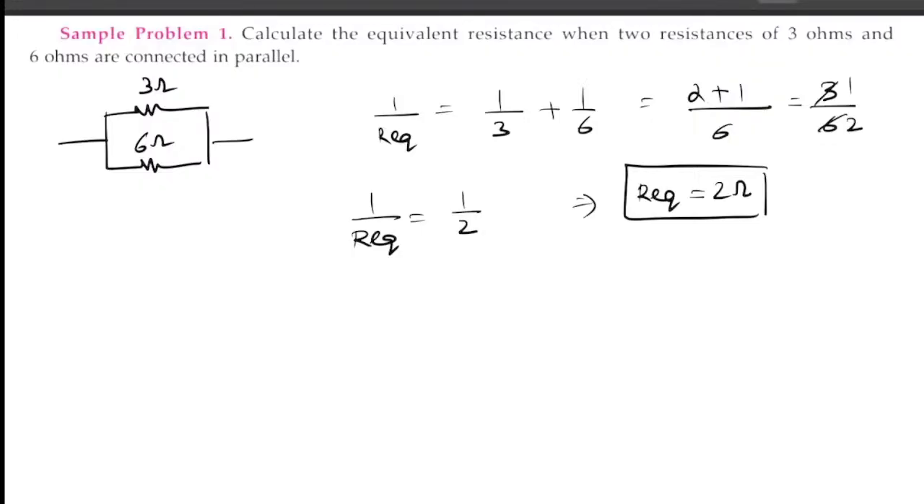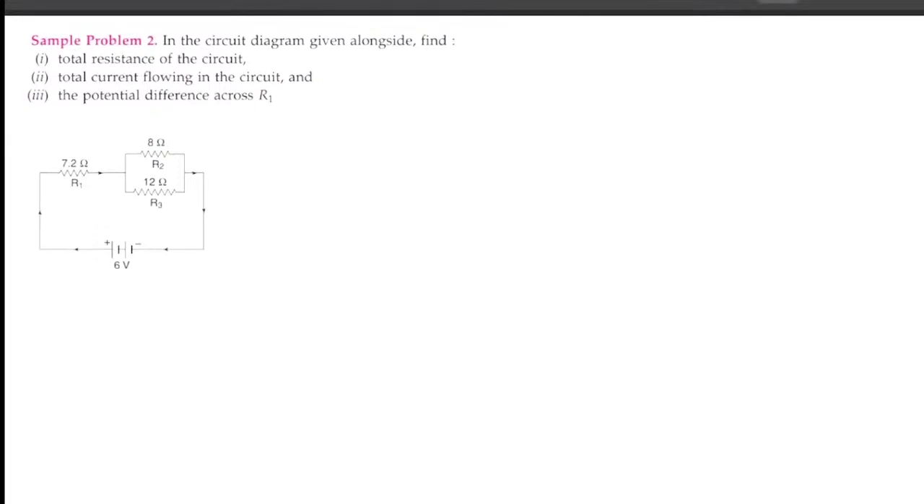Now moving on to the next question, which is a little more difficult, or more complicated than this. Here we can find a circuit diagram with 3 resistances. First of all, we need to identify the total resistance of the circuit. Second, we have to identify the total current that will be flowing through this circuit. And then we also need to understand the value of potential difference across R1.